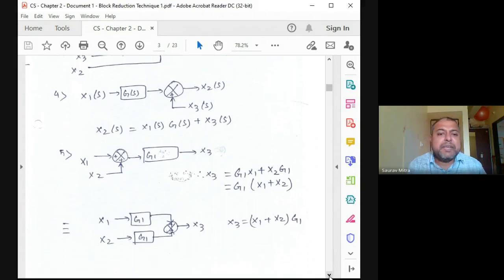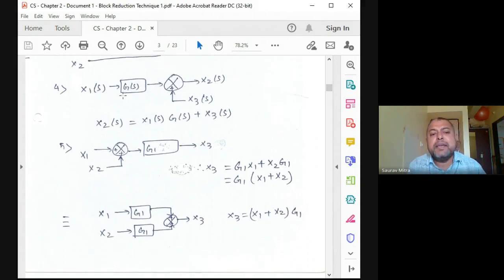This is the same diagram as we have found previously. So x1 is coming, getting multiplied with g, and coming here. Nothing is given, which means it's positive, and x3 is coming in a positive mode, so it will be x3 plus x1g. You can write s every time, but I will write s. So it is x1s into gs, this is the first part, and the second part is x3s. So x2, the output, is equal to x1 into g plus x3.